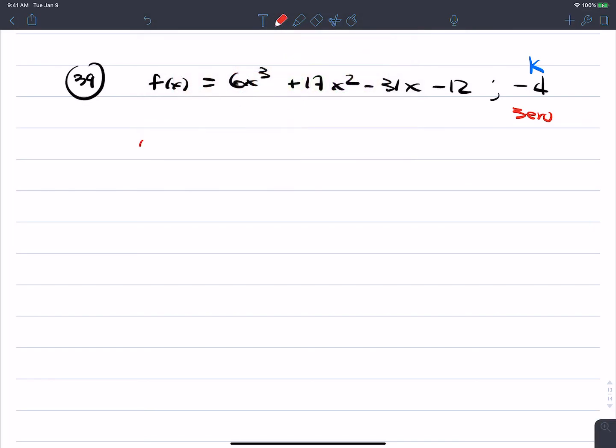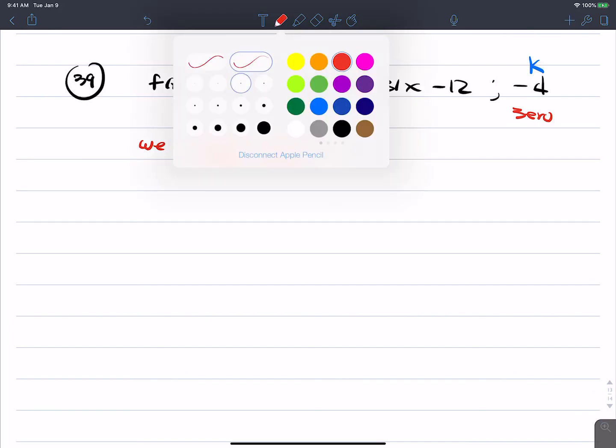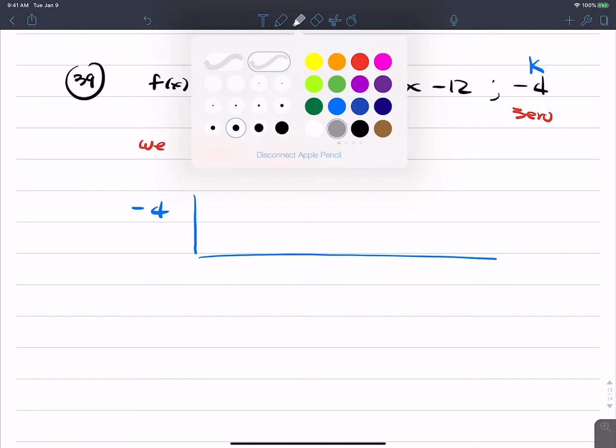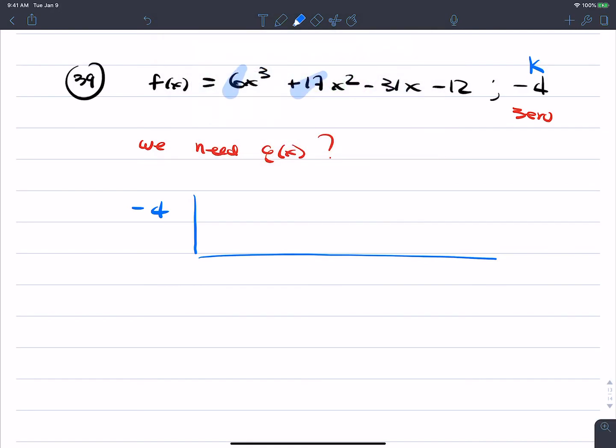So again, we essentially need the quotient function. Negative 4. Let's find the coefficients. 6, 17, negative 31, and negative 12. So you're going to bring down your 6 here again. Negative 4 times positive 6 will give you negative 24. 17 minus 24 gives you negative 7.